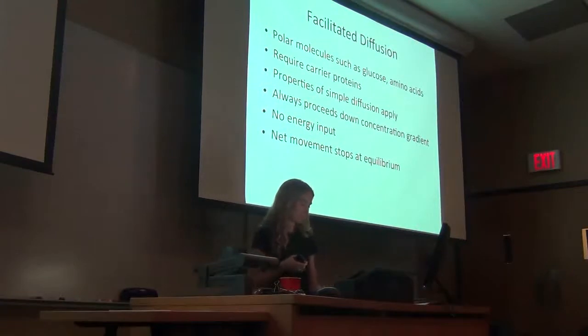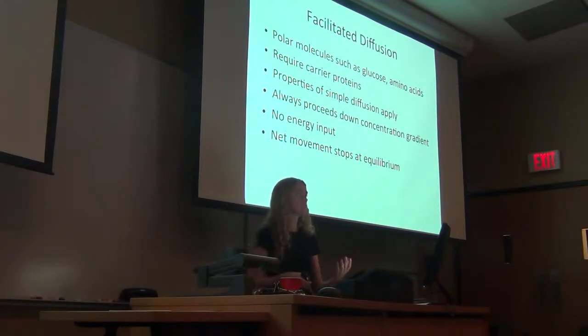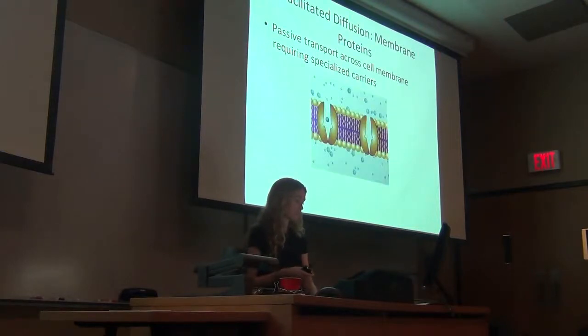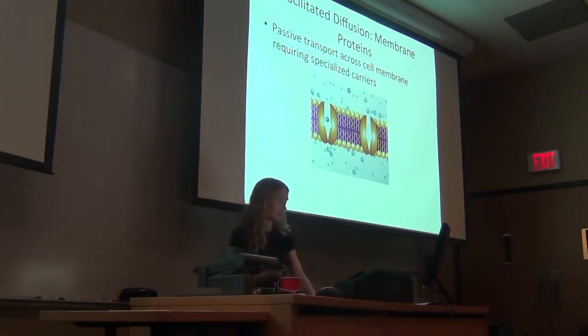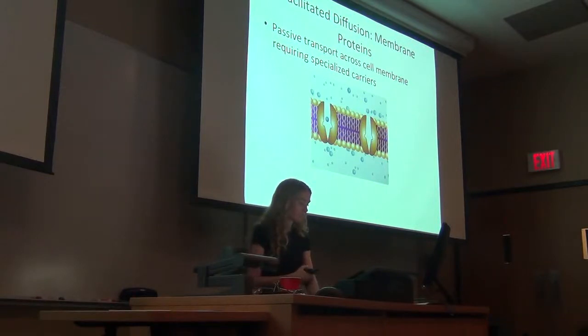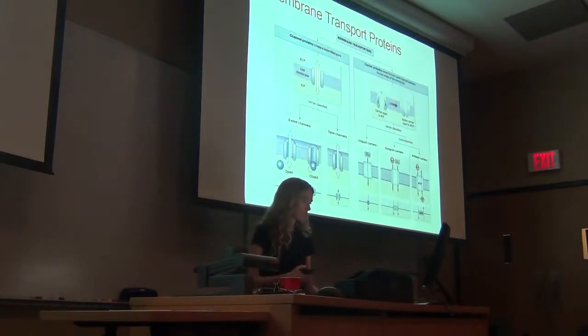It requires carrier proteins to move the molecule down a concentration gradient. So again, there's no energy input. It always proceeds down the concentration gradient, and because of that, the net movement of the molecules will stop when equilibrium is reached. So imagine a lot of different types of these specialized membrane protein carriers that regulate this process. And some of those are shown here.